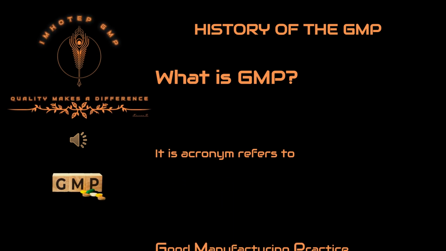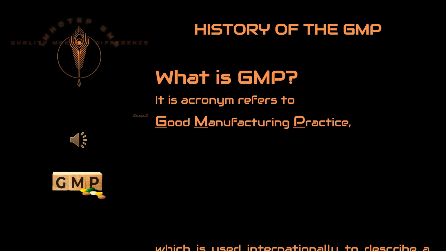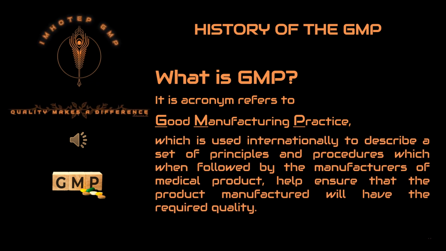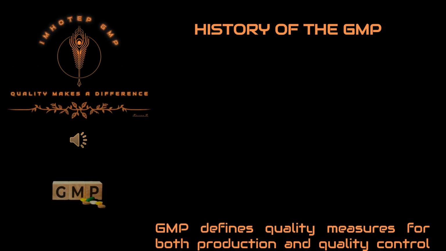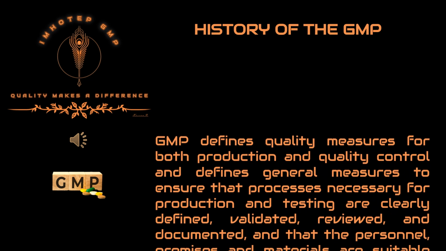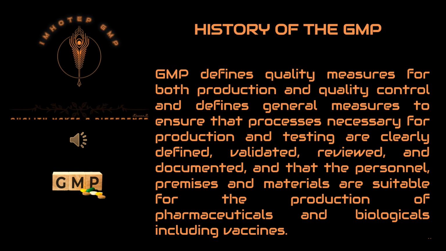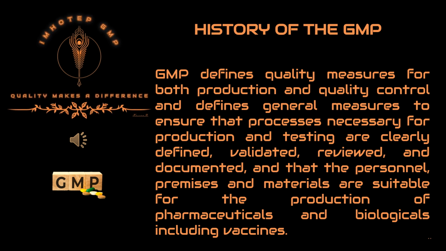This acronym refers to Good Manufacturing Practice, which is used internationally to describe a set of principles and procedures which, when followed by the manufacturers of medical products, help ensure that the product manufactured will have the required quality. GMP defines quality measures for both production and quality control and defines general measures to ensure that processes necessary for production and testing are clearly defined, validated, reviewed, and documented, and that the personnel, premises and materials are suitable for the production of pharmaceuticals and biologicals including vaccines.